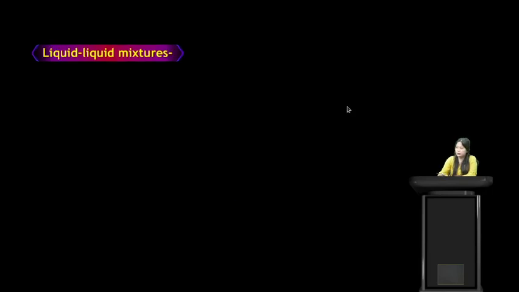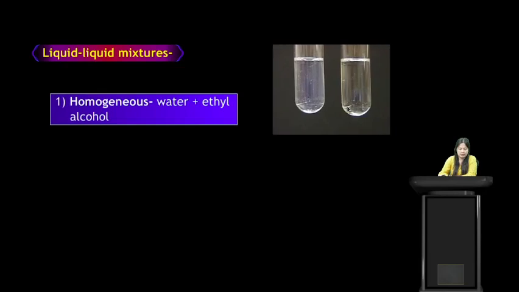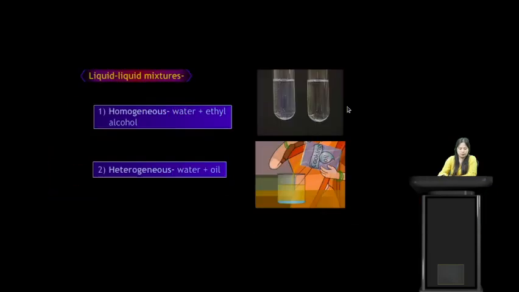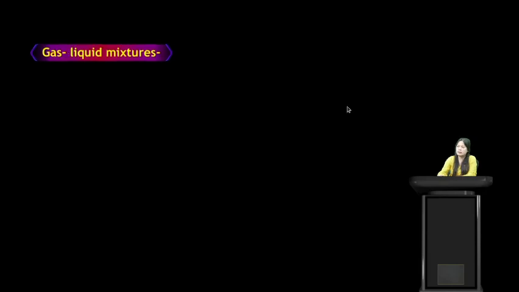Another one we have is liquid-liquid mixtures. Both components in the mixture are liquid in this case. An example of a homogeneous liquid-liquid mixture is water plus ethyl alcohol. An example of a heterogeneous liquid-liquid mixture is water plus oil. Both water and oil are liquid, but when we mix them, they form distinct layers, so they are heterogeneous.